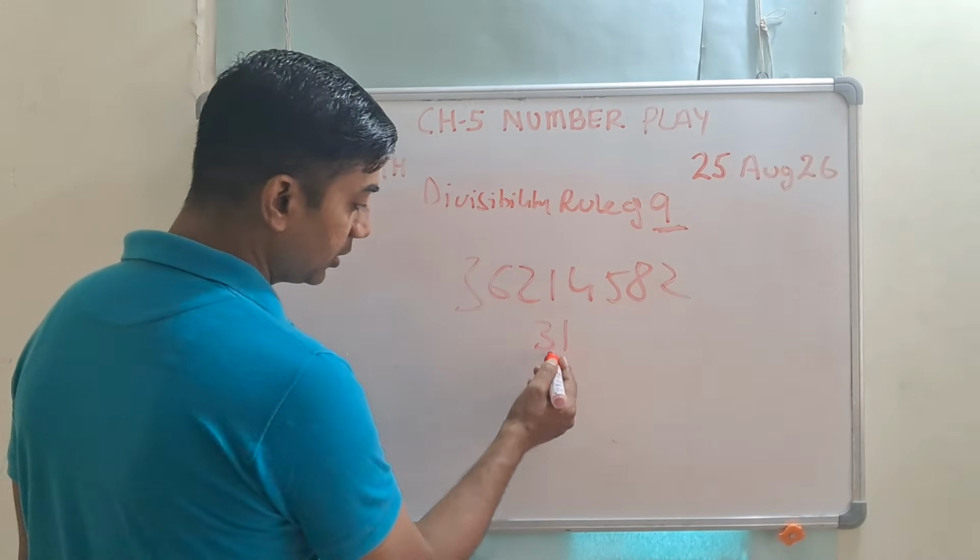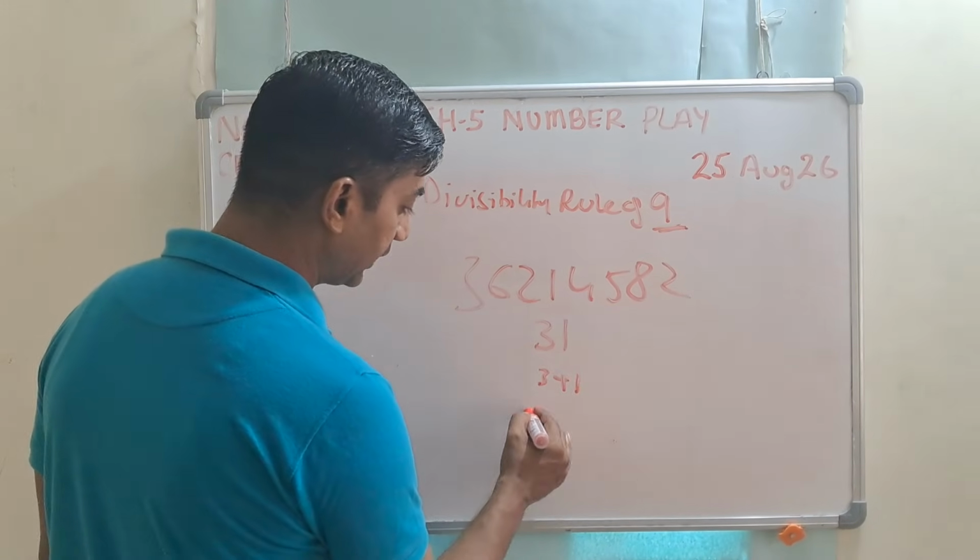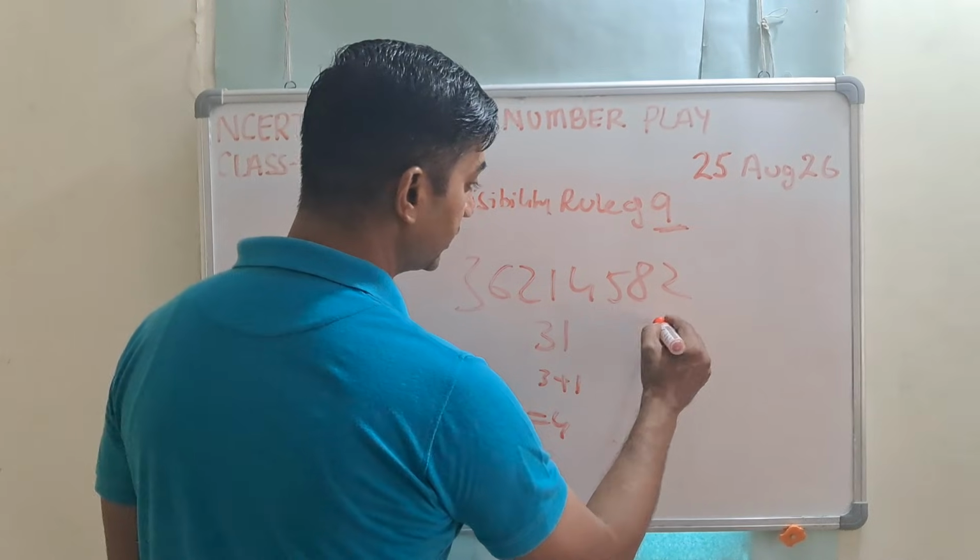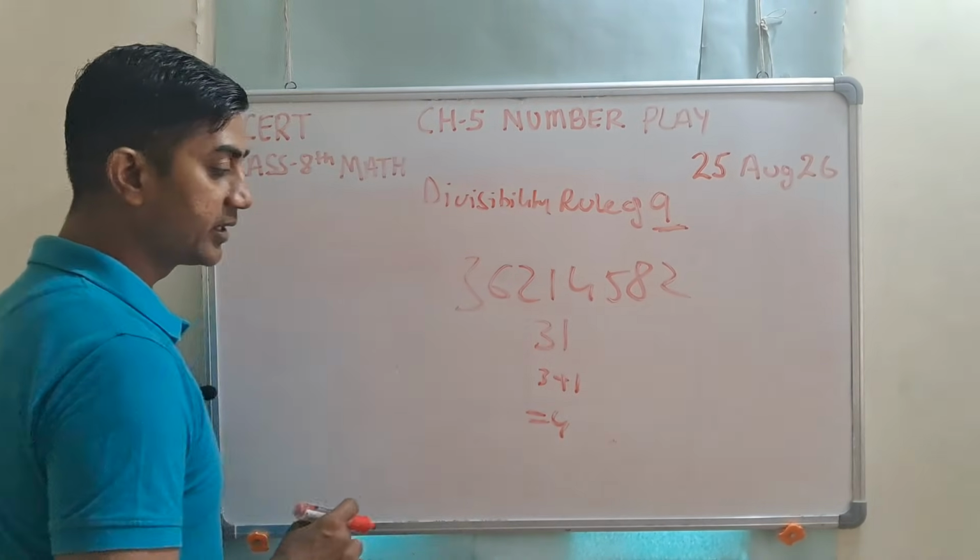Now what are we doing? This 3 plus 1, that is 4. Means your remainder is 4. When you divide this number, your remainder is 4. Understood?